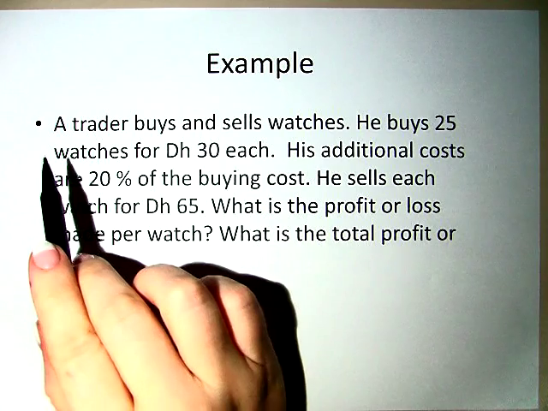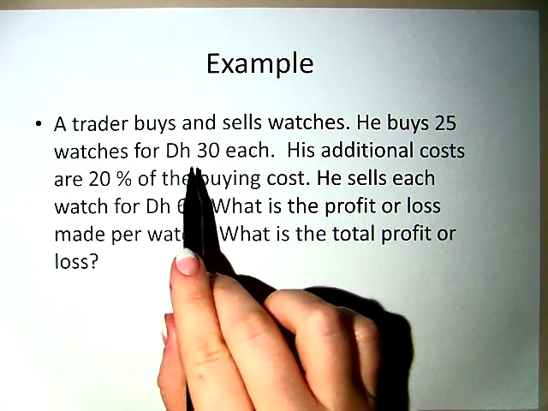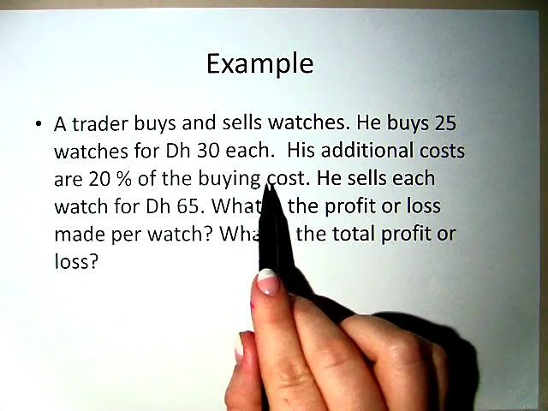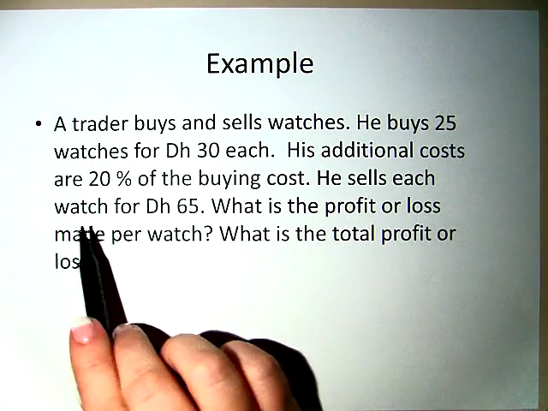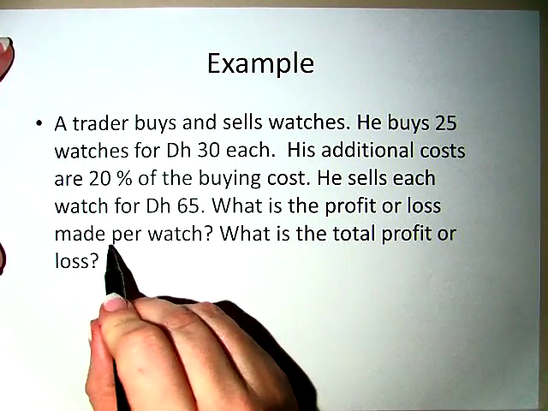A trader buys and sells watches. He buys 25 watches for 30 dirhams each. His additional costs are 20% of the buying cost. He sells each watch for 65 dirhams. What is the profit or loss made per watch?